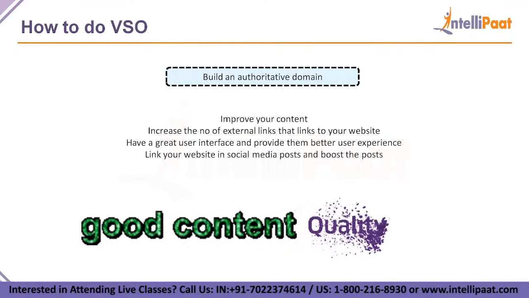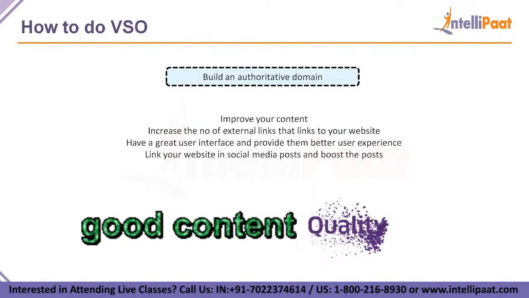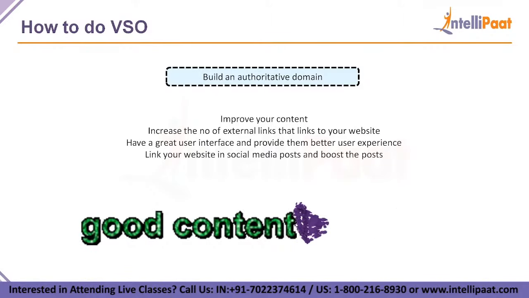And next comes another important point to keep in mind while you are optimizing your content for voice search: build an authoritative domain. When I say authoritative domain, you have to improve your content and increase the number of external links that link to your website. Let it be any popular website. If that particular website is directing its readers or users to your website, using those external links, then it will be pretty easy for Google to identify your website, because many other websites are pointing towards your website.